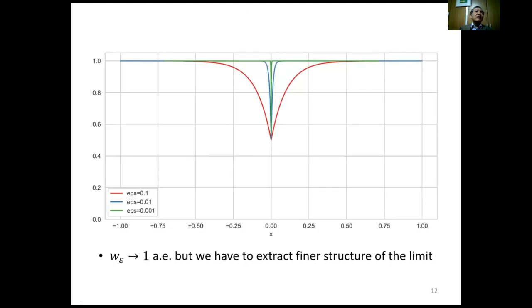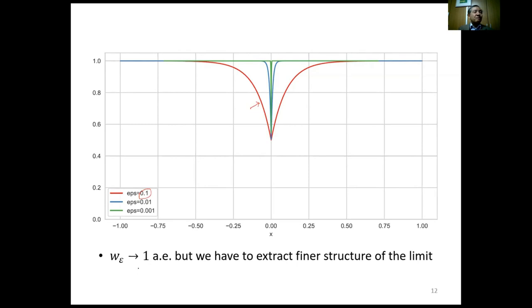Okay, this is a graph of the minimizer. If epsilon is 0.1, this is the red line. But if epsilon is 0.01, this is the blue line. And if epsilon is 0.001, this is the green line, and it looks like the letter T, right?